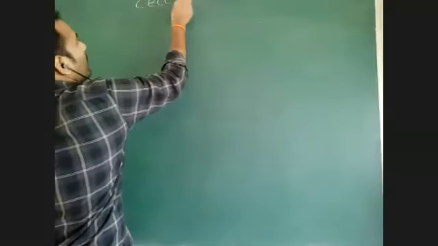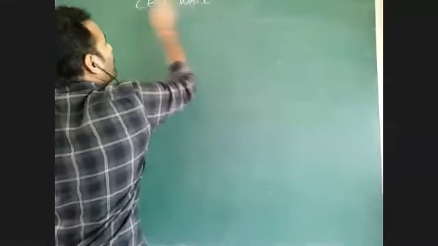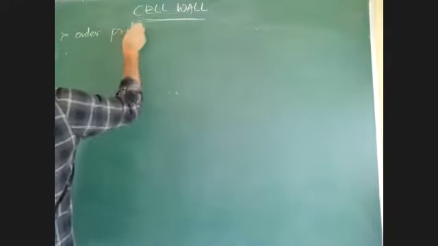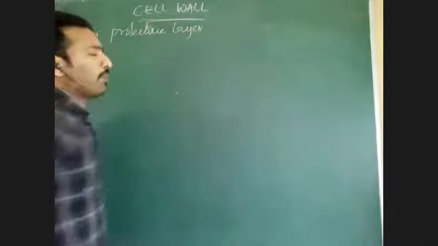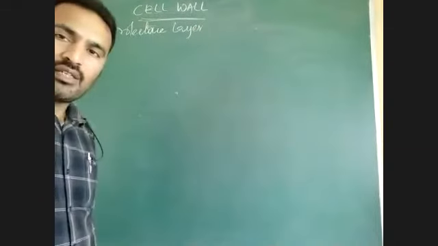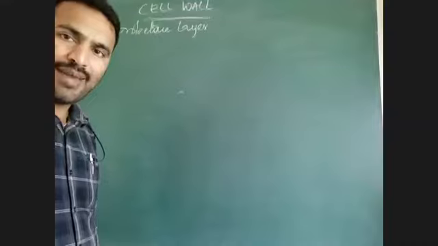Individually we are going to study the structure of different parts of the cell. First one is the cell wall. What is cell wall? It is the outer protective layer. I told you it is present in plant cells. Compared to plant cells, some other organisms like bacteria and fungi also have a cell wall.